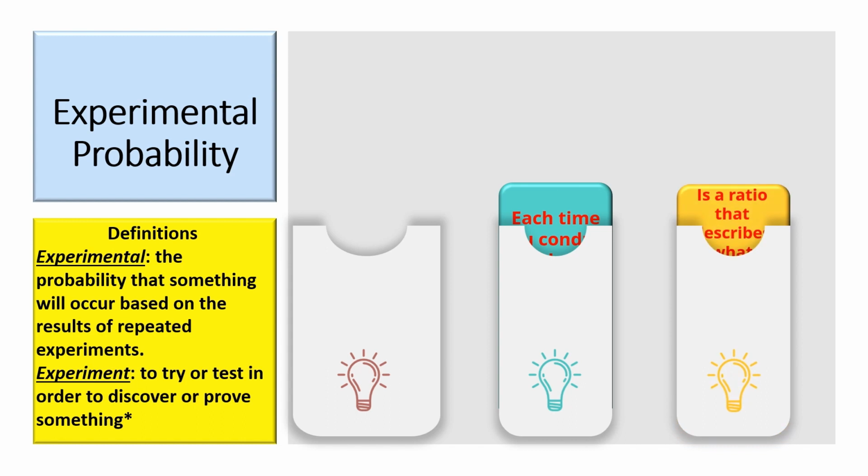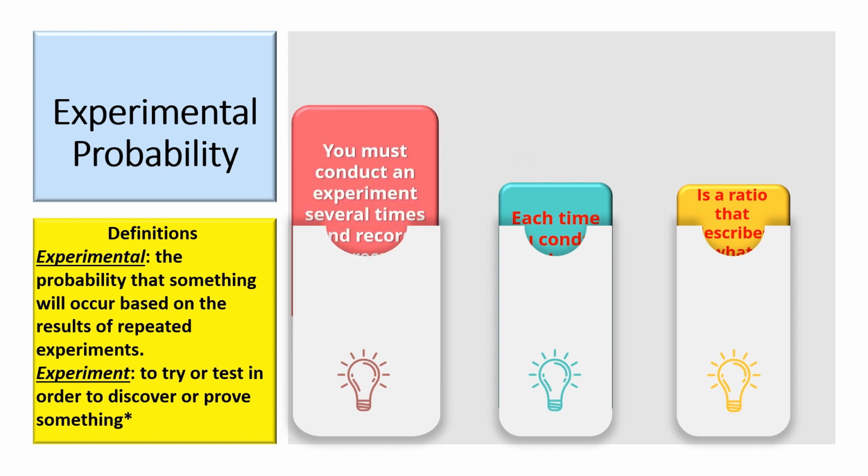Experimental probability is the probability that something will occur based on the results of repeated experiments. And an experiment is when you try or you test something in order to discover or prove something. That came from dictionary.com. So with experimental probability, you have to conduct an experiment several times and record the results. And I'll show you an example of that.